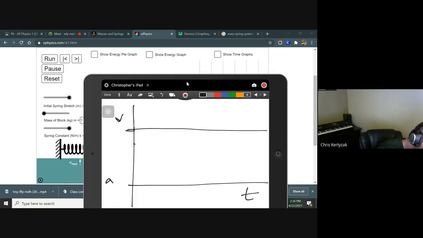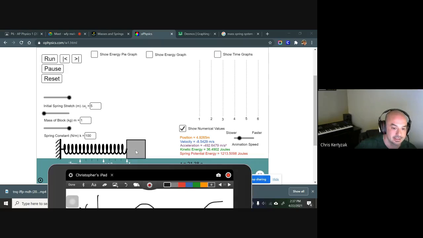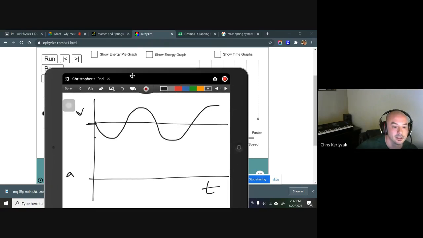Velocity starts out at 0, right, and then becomes negative. So I just drew it wrong. Like this. So in the beginning, when you release it, the velocity is going to be, just moments after that, to the left, negative, then the acceleration would have to be a maximum. Right? So that would correspond to this point here.